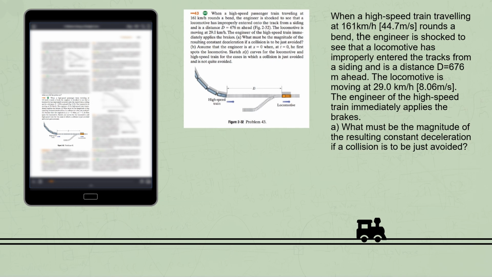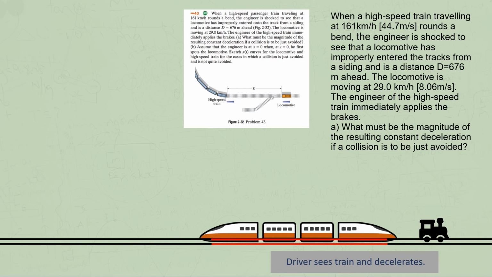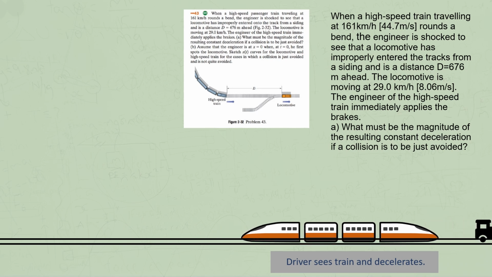So, what do we have here? The engineer driving the high-speed train, which from now on I'll just call the train, rounds a corner, and then she realises that the smaller train, called the locomotive in this problem, servicing the tracks, is moving at a constant velocity of 8.06 metres per second, unaware of the high-speed train approaching it from behind. So the engineer of the high-speed train jams on her brakes and slows down just enough to avoid a collision.